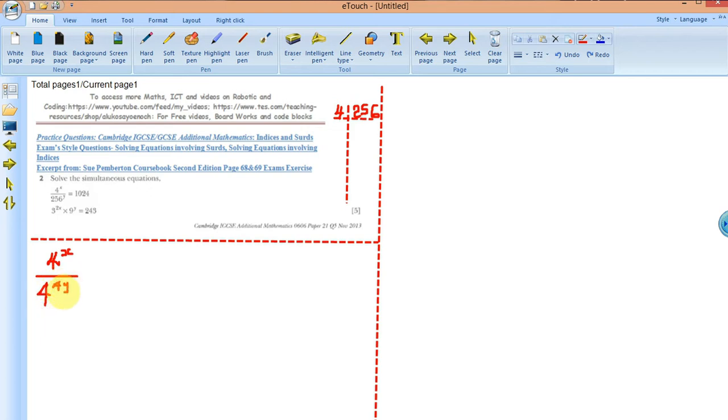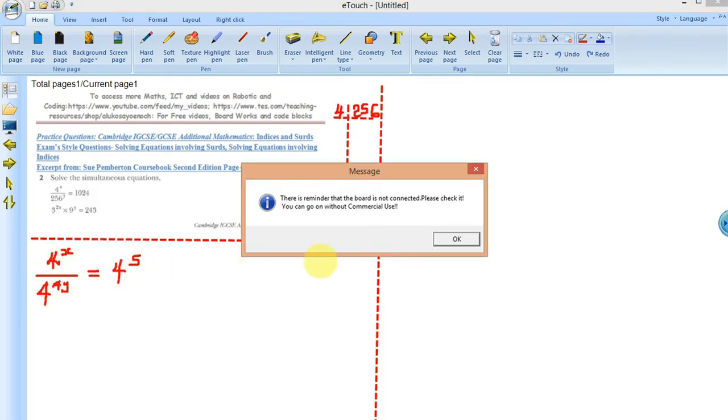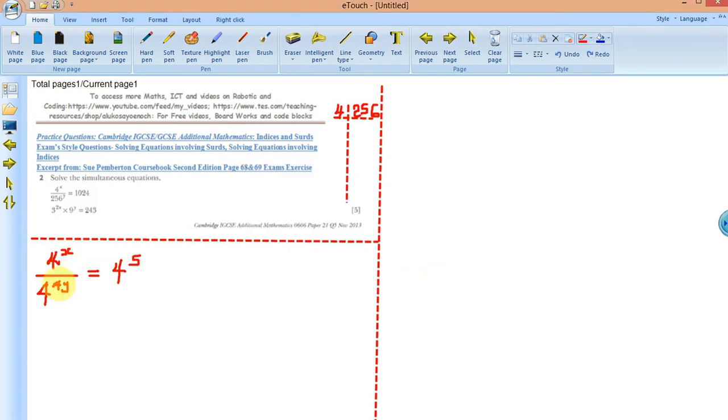Then y. Hope that is clear. Equals 1024, which is actually 4 raised to the power 5. So 4 raised to the power 5 will give you 1024. Hope that is cool, guys. Now use the law of indices. When the base is the same and you divide, you subtract the exponents. So this simplifies to 4 raised to the power x minus y times 4, which equals 4 raised to the power 5.